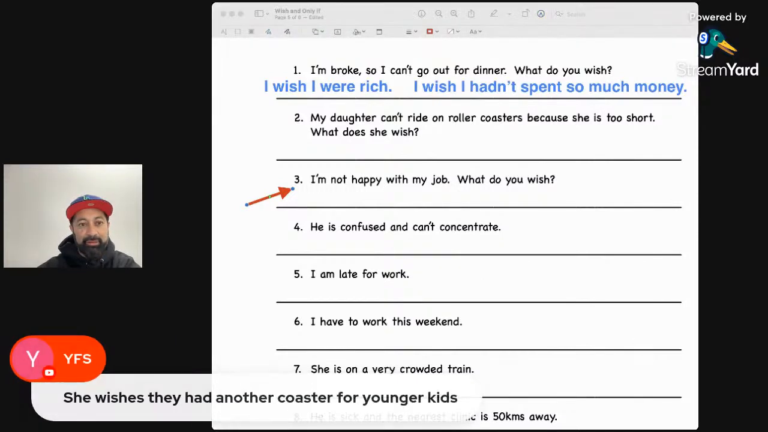YFS has an answer for the previous one. She wishes they had another coaster for younger kids. Wow, perfect. It's a great sentence. Disneyland does that. Disneyland is really good with that. Disneyland has roller coasters for the kids who are tall enough and adults, and they have roller coasters for the younger kids as well.